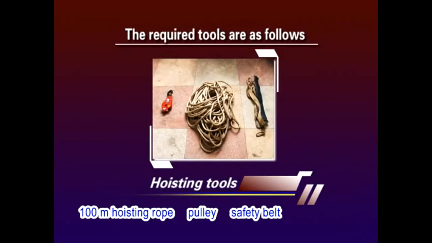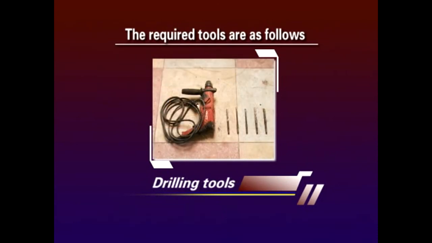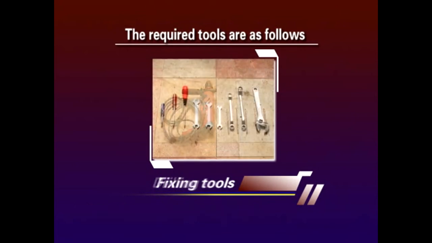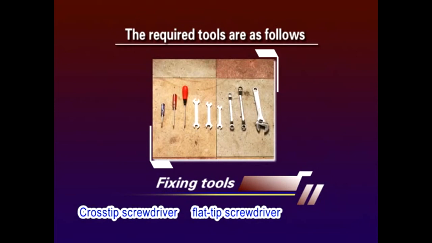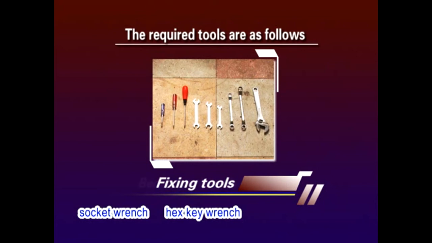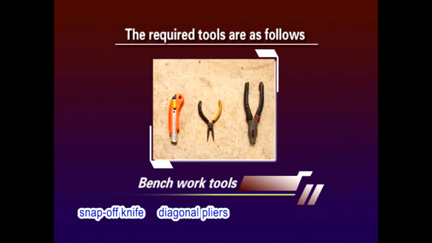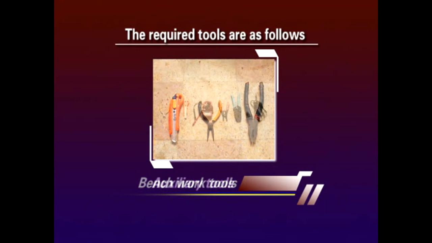Hoisting tools include 100-meter hoisting rope, pulley, and safety belt. Drilling tools include percussion drill and accessory drill bits. Fixing tools include cross-tip screwdriver, flat-tip screwdriver, solid wrench, adjustable wrench, socket wrench, and hex key wrench. Bench work tools include sharp nose pliers, snap-off knife, and diagonal pliers.